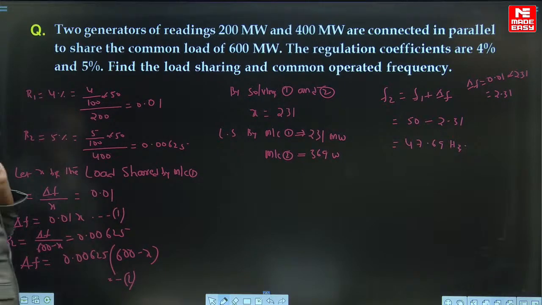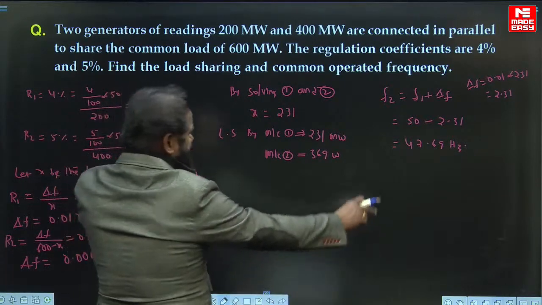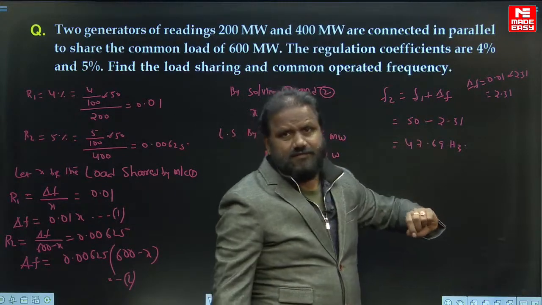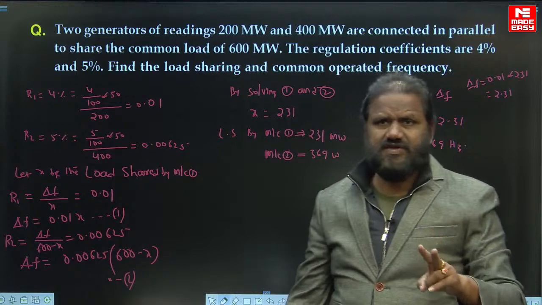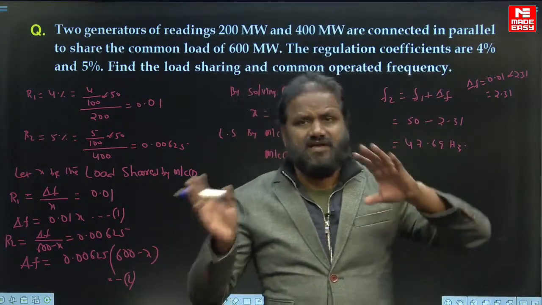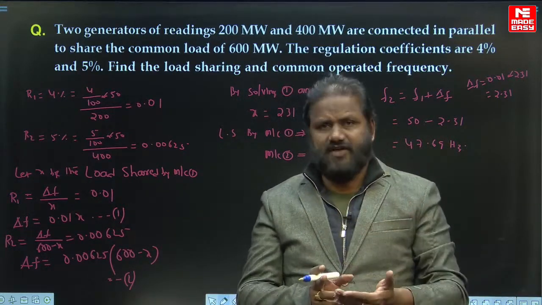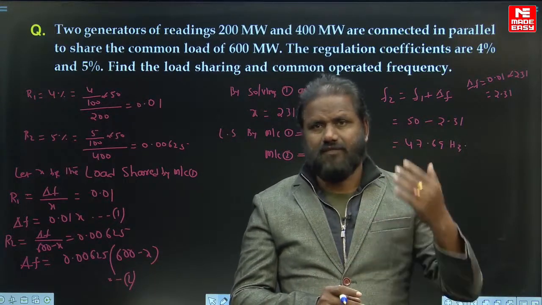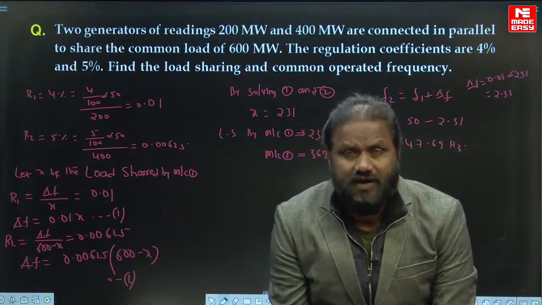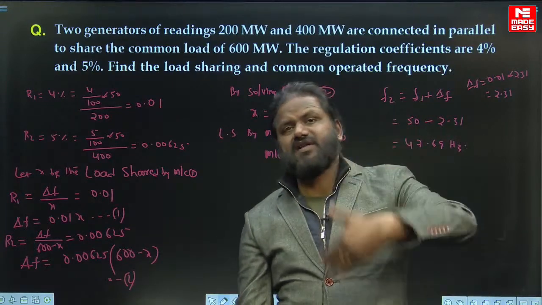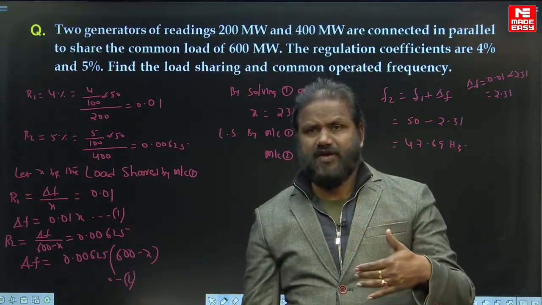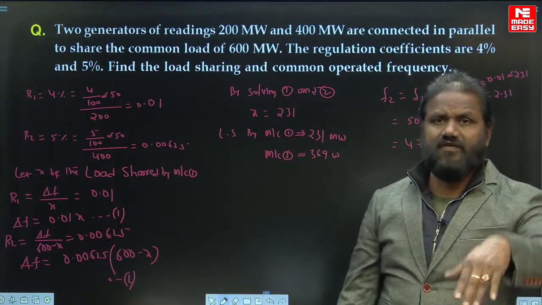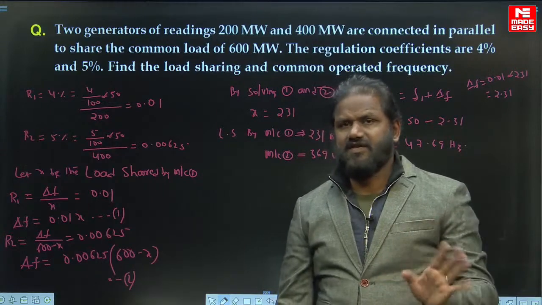What is the reason del F is negative here? Otherwise, if I take F2 equal to F1 plus delta F, that means 52.31 comes. Both machines have a total capacity of 600 while they are delivering the load of 600. The maximum operating frequency may be 50 Hz. But here it is becoming 52.31. For the frequency to be more than the normal frequency, the load has to be less than the installed capacities. That means when the total load is less than 600, there is a possibility of the frequency being more than 50 Hz. Otherwise, it is not possible.